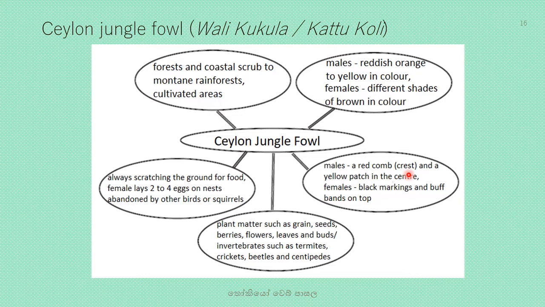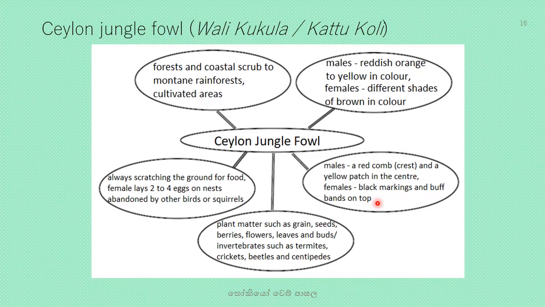So males have a growth at the top of their heads which is red in color and a yellow patch in the center. So in the crest they have a patch of yellow color. Females, black markings and buff bands on top. So they have some markings on the top.